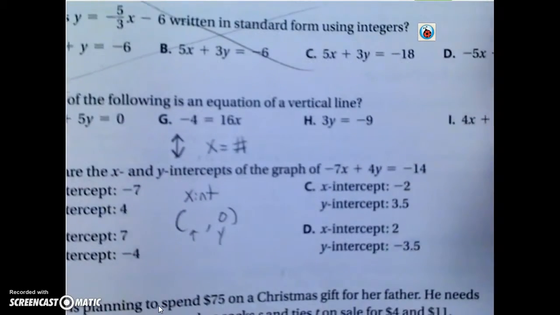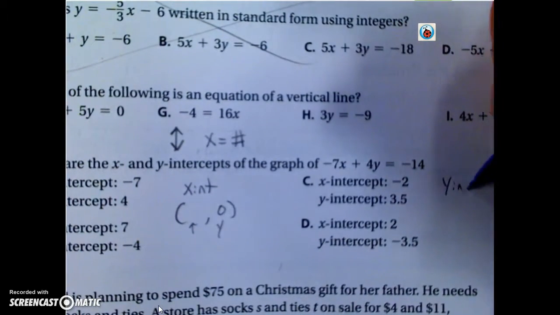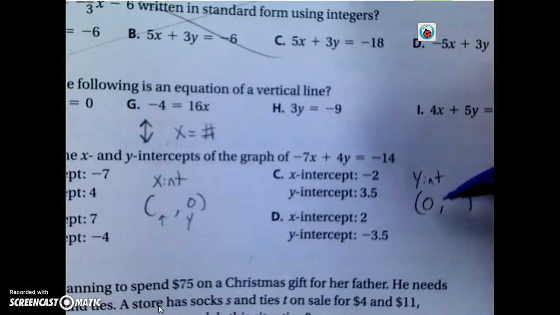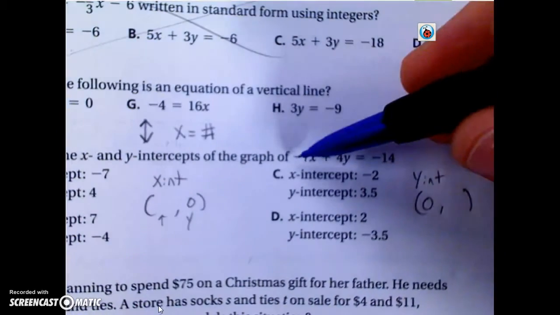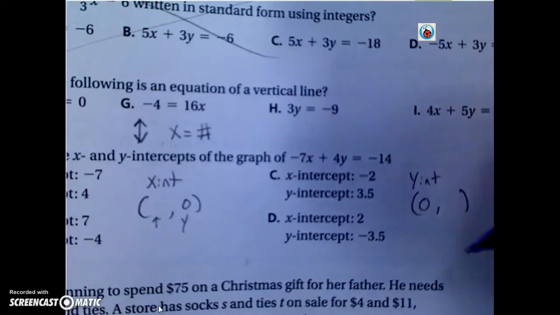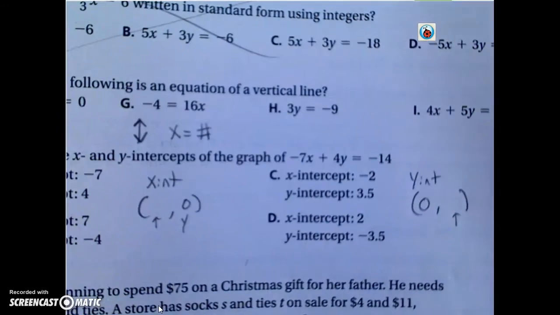And then similarly, to find your y-intercept, we know that it's always 0 in the x direction. You could take your equation, plug in 0 for x, and see what happens when we have 4y is equal to that negative 14. You find your missing y-intercept. Then you can match up those answers with the multiple choice.